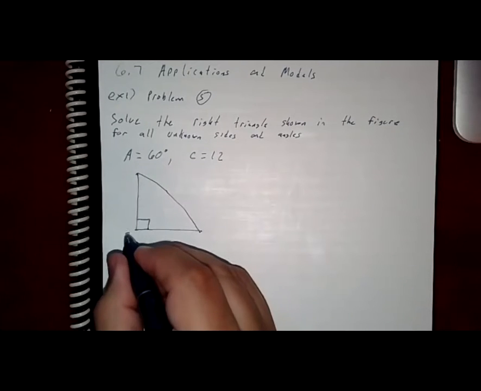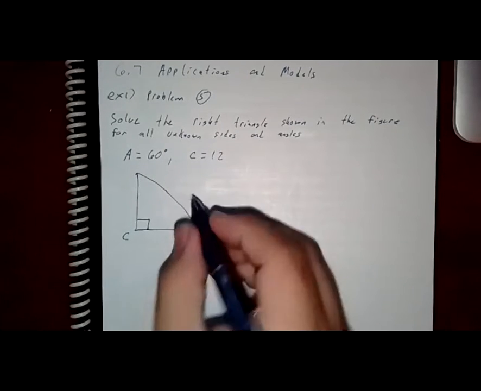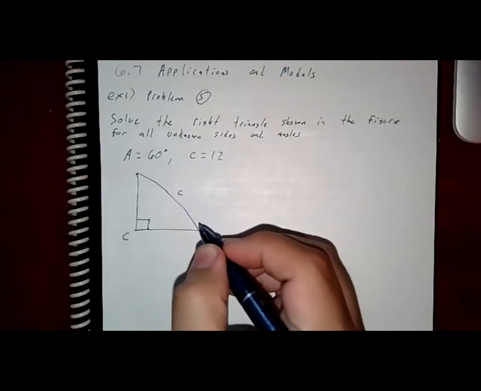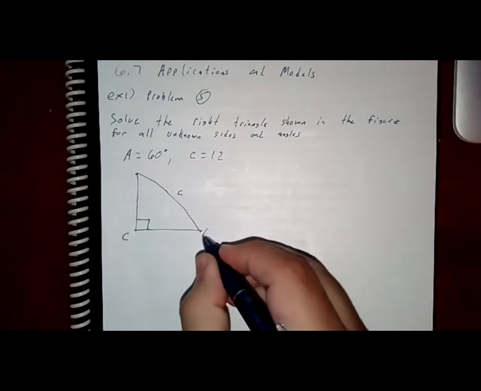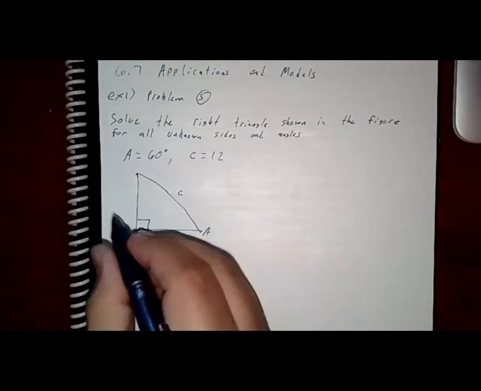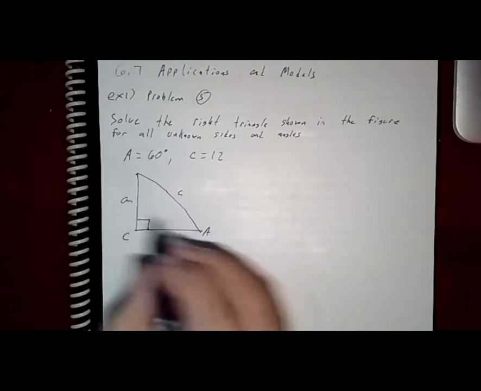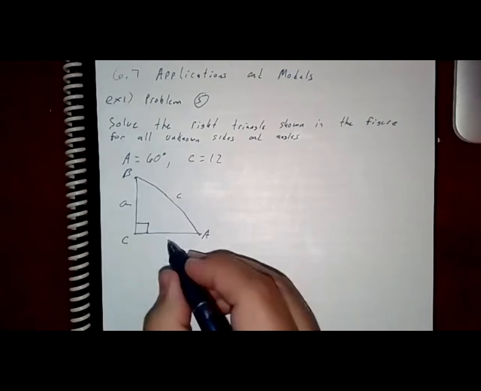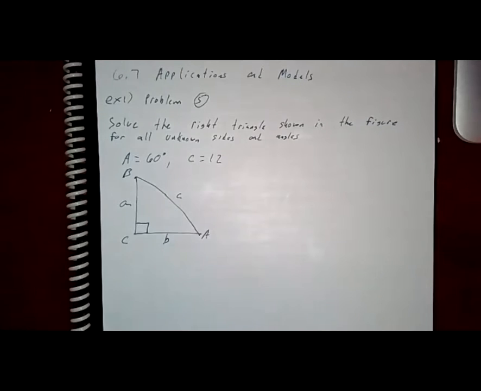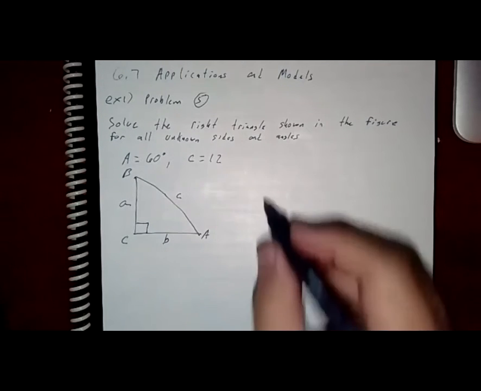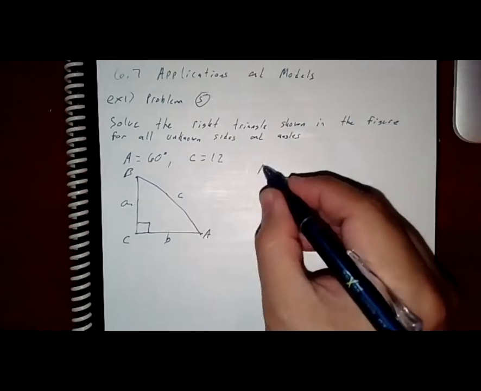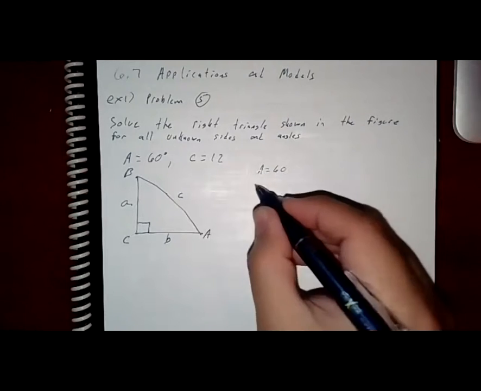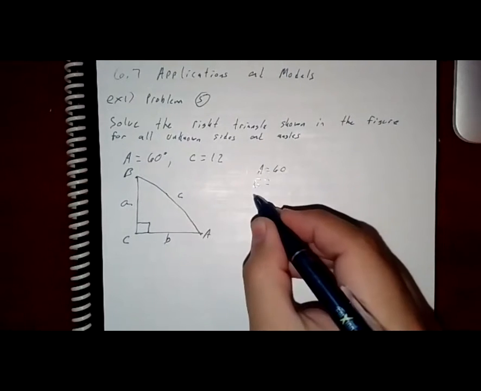So they like to call the right angle C. Opposite side will always be the lowercase c. Capital A will be over here, so lowercase a is opposite to that. B is up top, so lowercase b is opposite to that. Okay. So we need to find A, B, C. So we got A, so that's easy. We don't have C, or we don't have B.